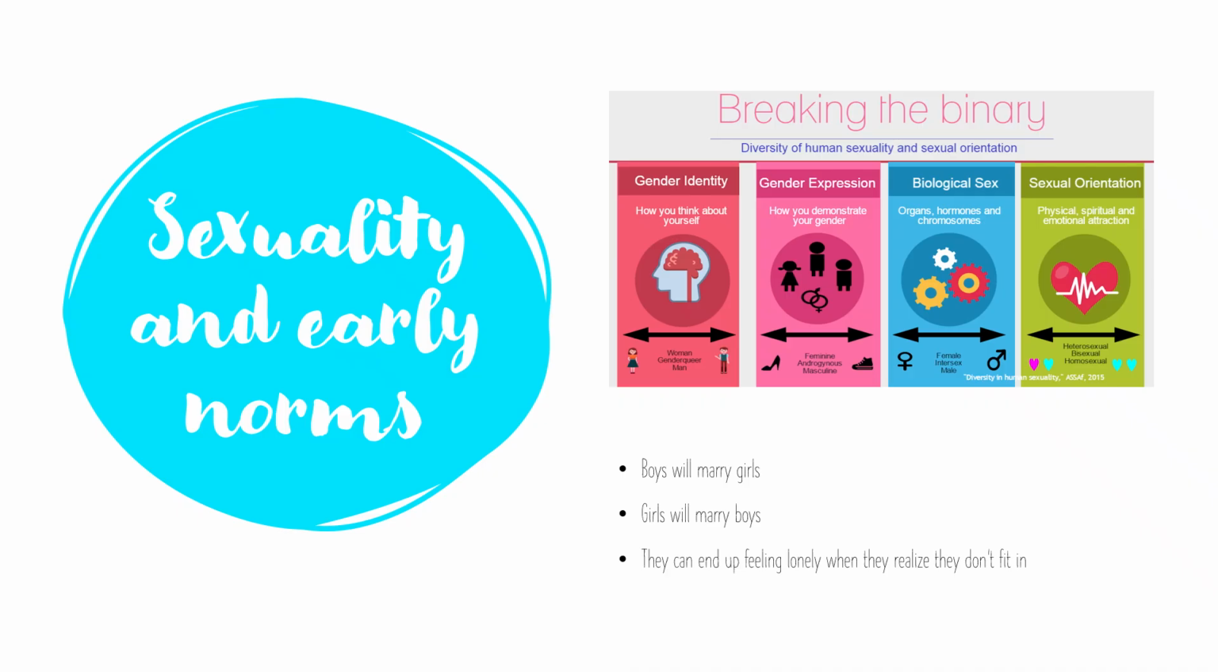Now, sexuality and early norms. Even when kids don't know what sexuality is, they are already surrounded by phrases like boys will marry girls or girls will marry boys. And to them it may be a funny and simple phrase, but on a deeper level those messages reinforce the idea that heterosexuality is the norm. This can harm them in the long run since they grow up thinking girls must marry boys, and it can eventually lead them to feeling left out.